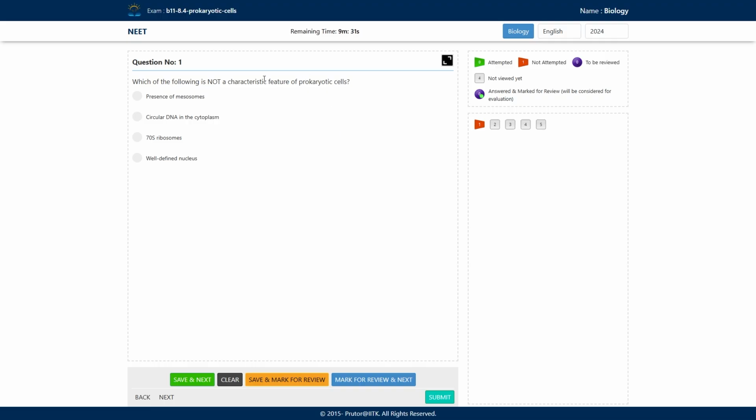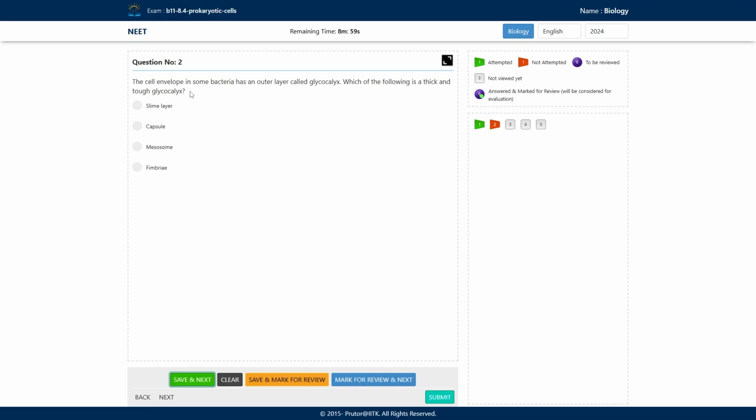They are saying which is not a characteristic feature of prokaryotic cell. So well-defined nucleus will be the correct answer. The prokaryotic cell doesn't consist of a well-defined nucleus. Instead of a nucleus, they have a nucleoid.